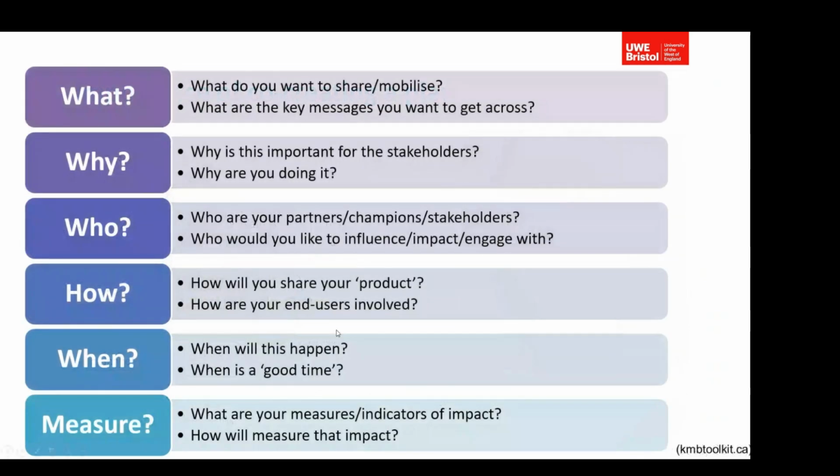So what might that consist of? These are the things that you should be asking yourself when you're putting your KM plan together. So the what? What is it that you want to share and mobilize? And what are those key messages that you want to get across? That's from your perspective, but what's really important is the why. So why is it important for those other stakeholders that you want to engage with? Why are you doing it?